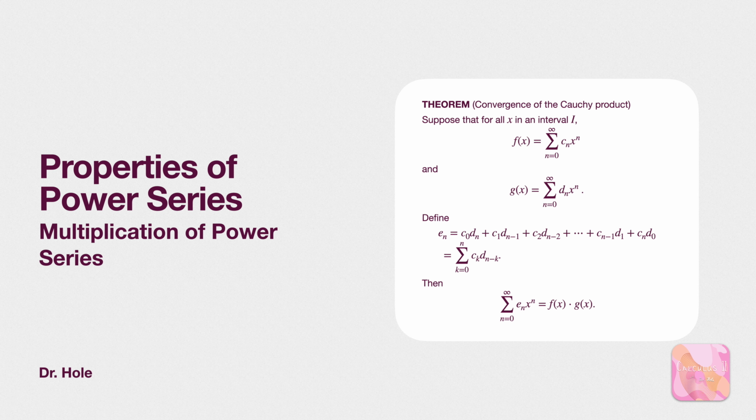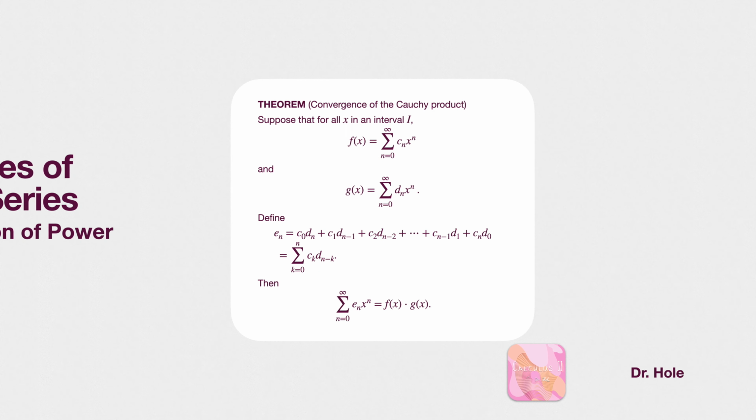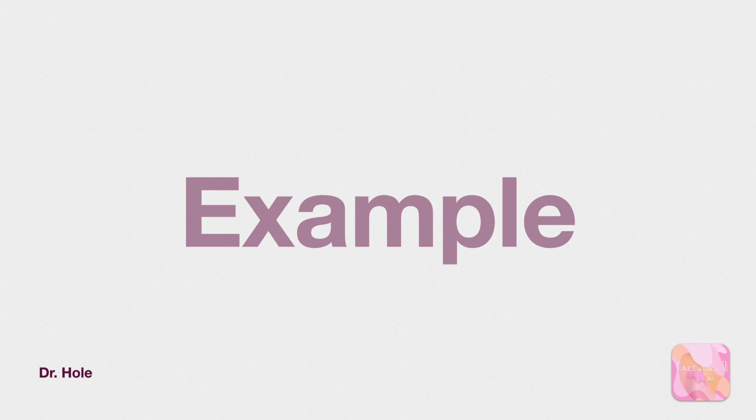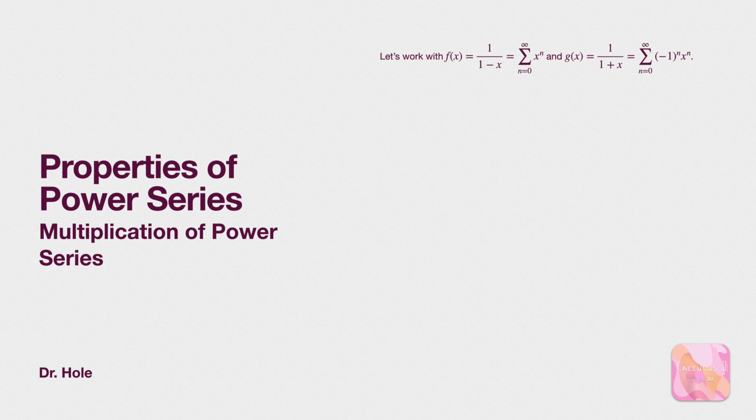All right, let's do an example of this. It'll help explain and understand the theorem. Okay, so take an f, 1 over 1 minus x, and a g, 1 over 1 plus x. Familiar power series. And we want to form the Cauchy product, f product g. All right.